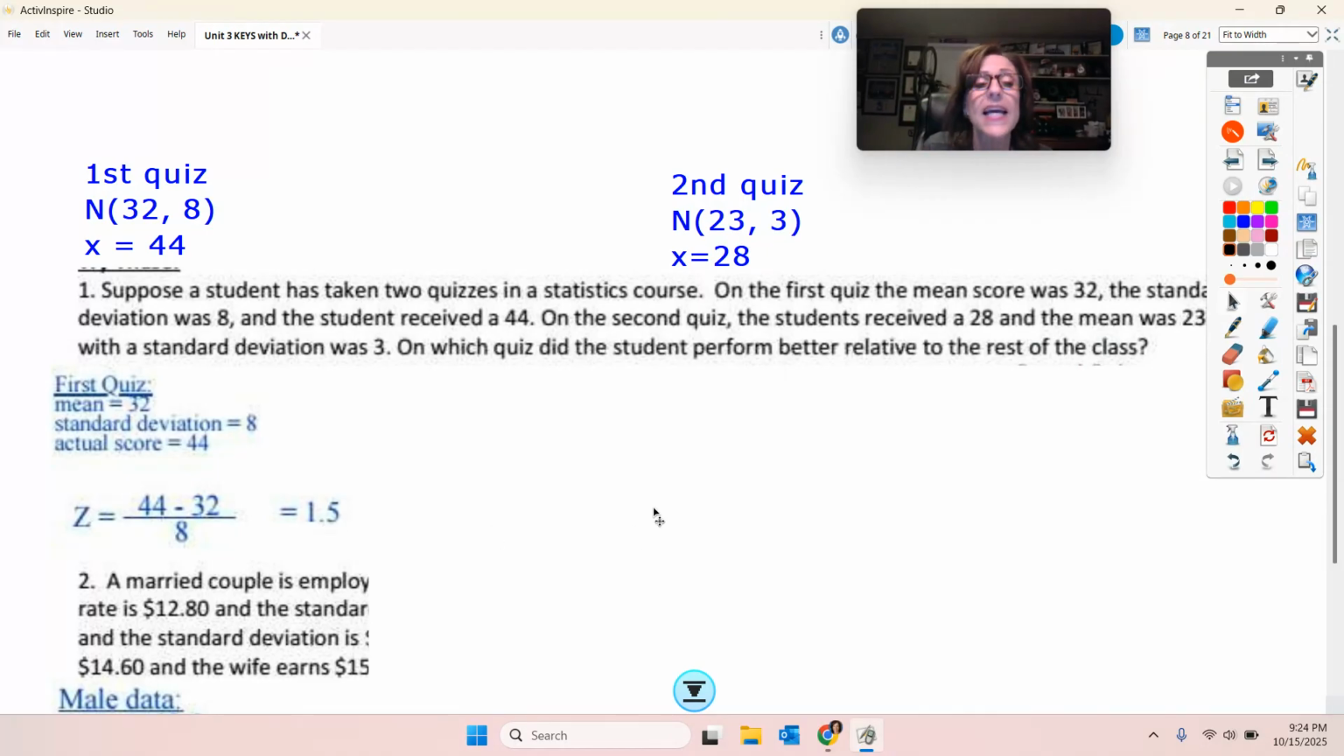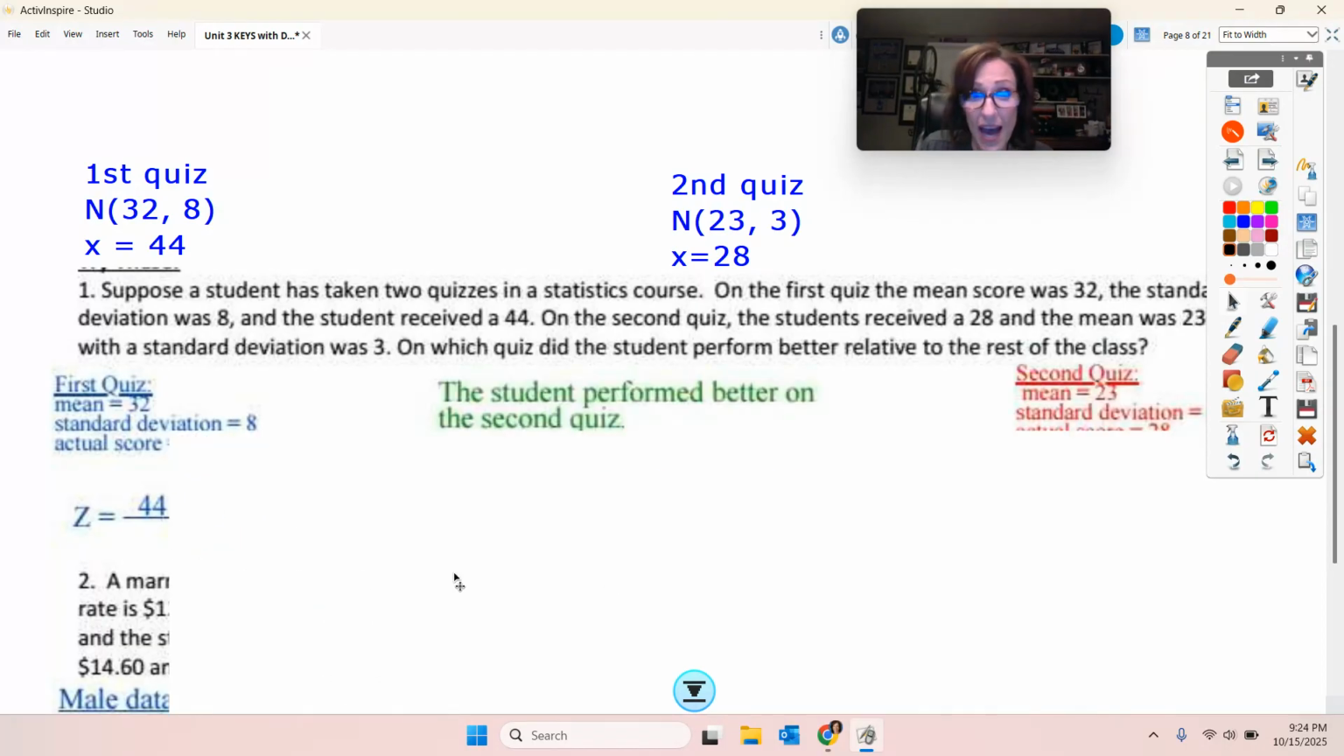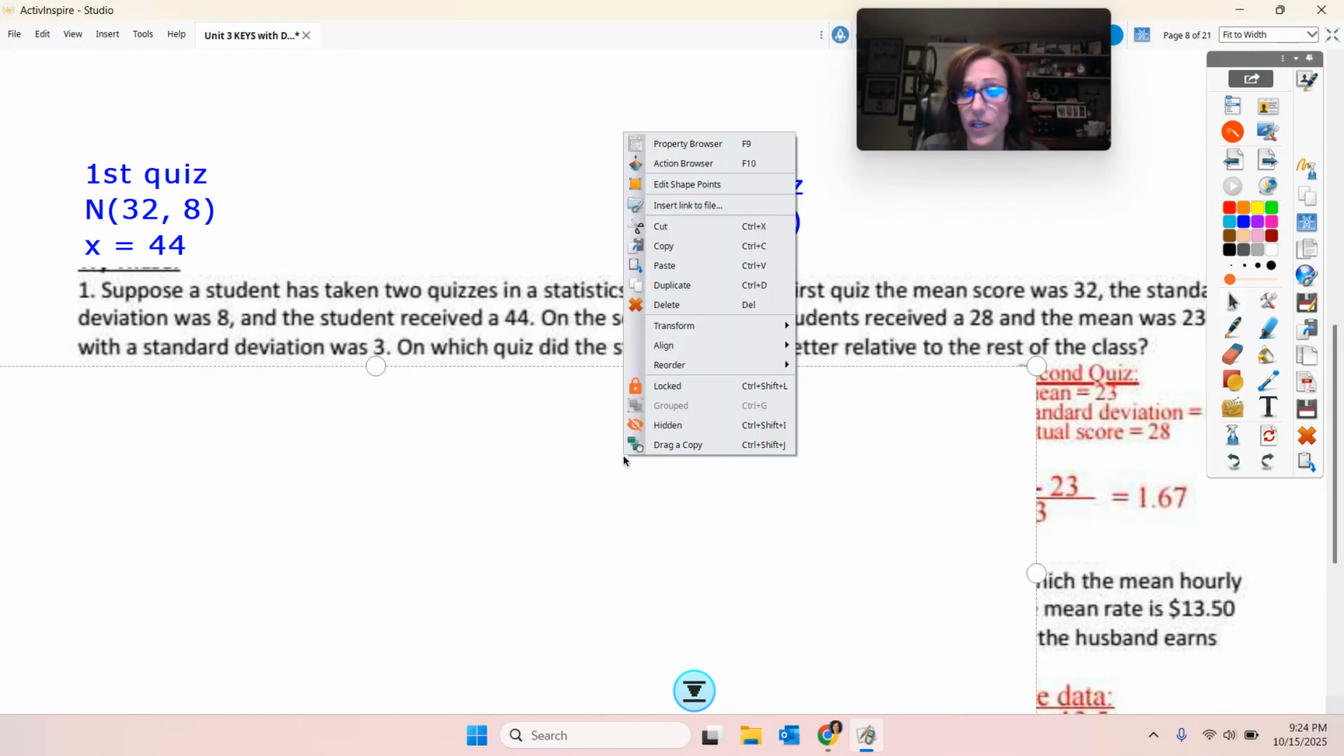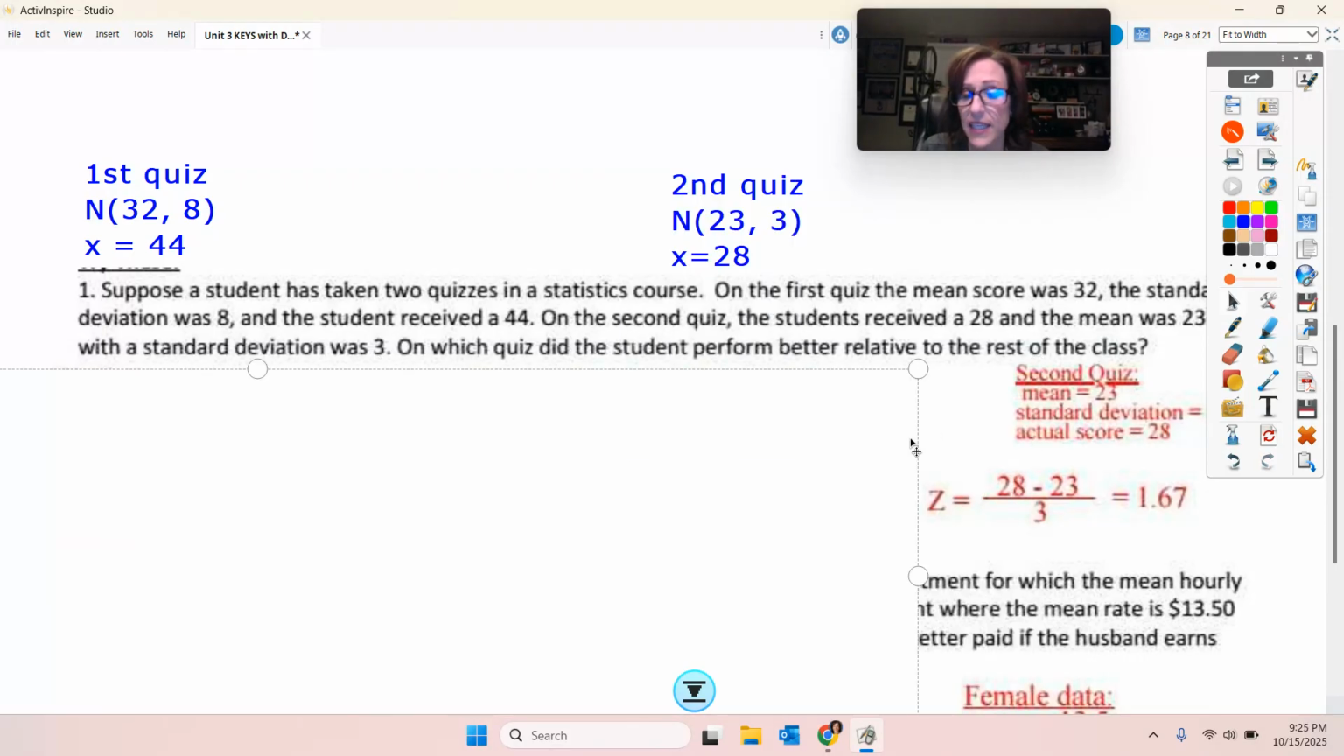All right, on the other one, let's do that one. So here's the second quiz. Here we go. We're going to do the x minus the mean over the standard deviation. The x was 28 and the mean was 23 with the standard deviation of 3. So there's our x minus the mean over the standard deviation, and that is 1.67.